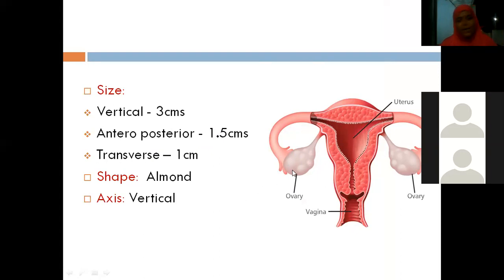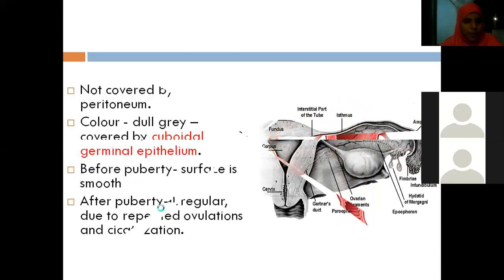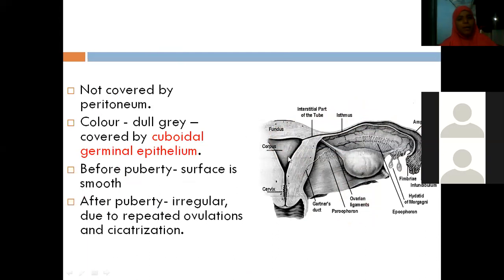Of course, with parity, the direction becomes horizontal. In multiparous women, you will see they become horizontal, whereas in nulliparous women, they are just hanging downwards like this. The position will be vertical. Then, ovaries are basically not covered with peritoneum, but do you remember I told you the broad ligament is completely enclosing.